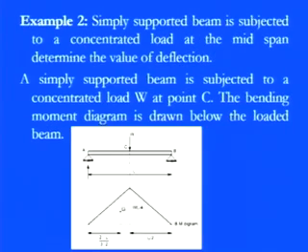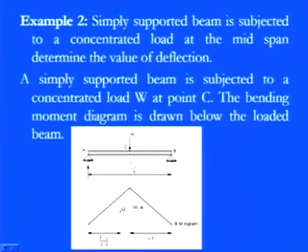Then if you are going for the next example in which a simply supported beam is there, and in the simply supported beam we have a point load at the mid span, and we just want to find out the deflection. So here at A and B, these are the rigid supports, pin points, and at these pin points we have the reaction forces. Due to the point load, we have the deflection which is maximum at the center point.